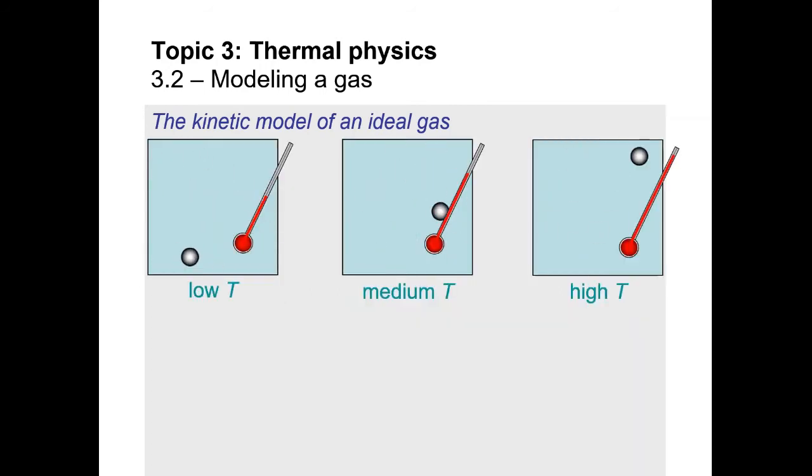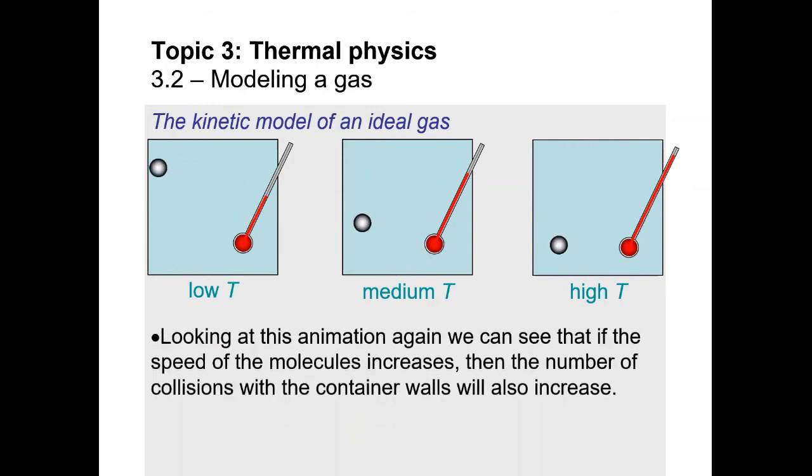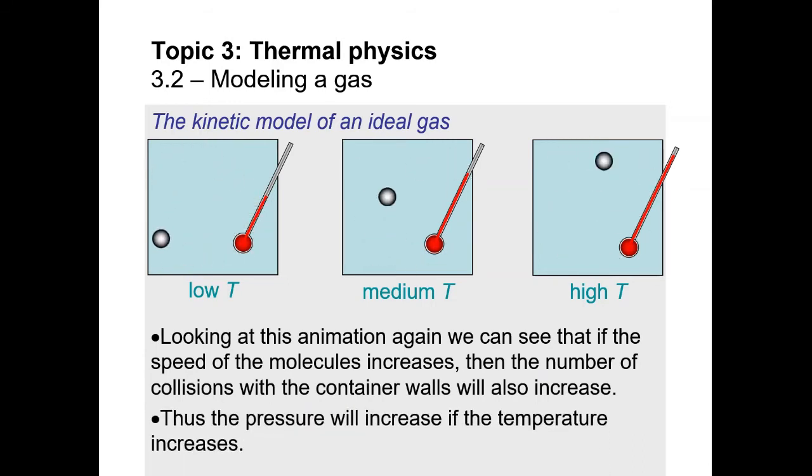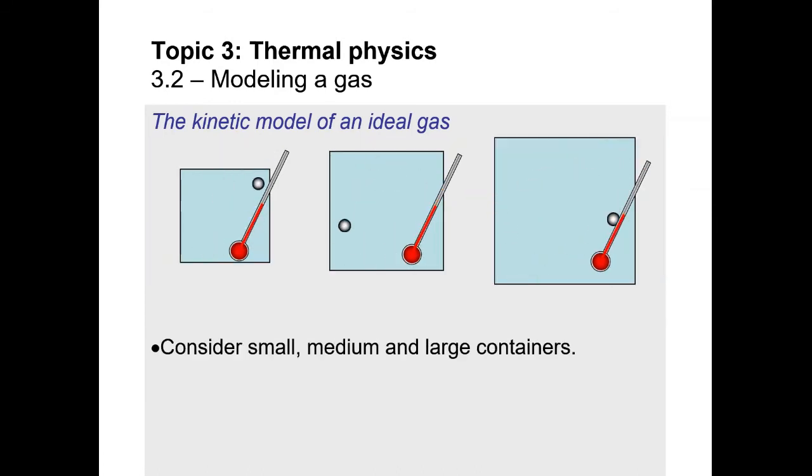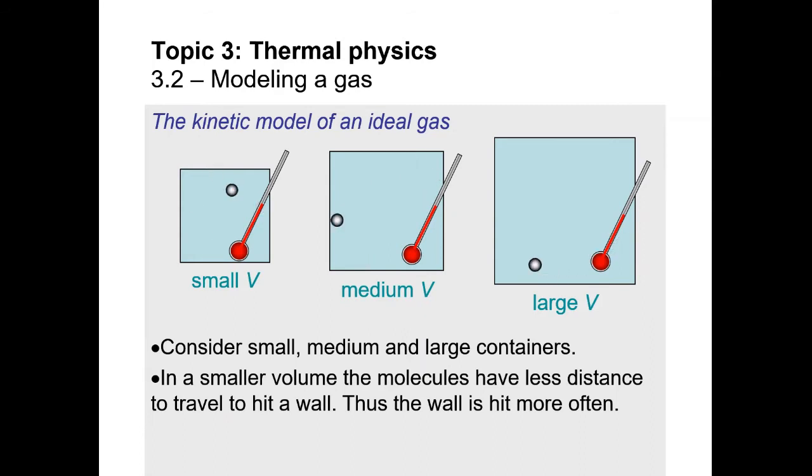We can see that if the speed of the molecules increases, then the number of collisions with the container walls will also increase. Thus, the pressure will increase if the temperature increases. That means pressure is proportional to temperature. So consider small, medium, and large containers. In a small volume, the molecules have less distance to travel to hit a wall. Thus, the wall is hit more often, or the frequency of the collision with the wall increases. Thus, the pressure will be bigger if the volume is smaller.